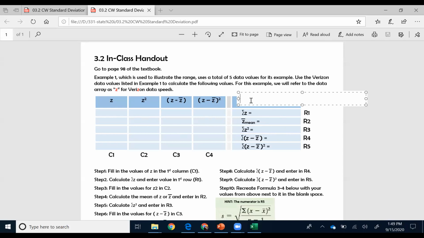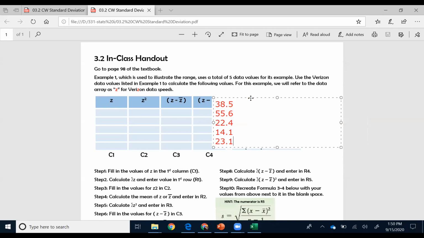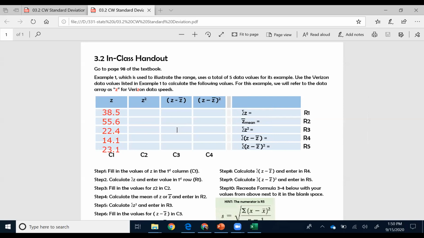All right. Who can tell me those numbers again? 38.5, 55.6, 22.4, 14.1, and 23.1. Okay. I knew that was too good to be true. All right, so it's looking just like this. I'm sorry. Thanks for letting me. Y'all can see it now, right? Yes. Okay.